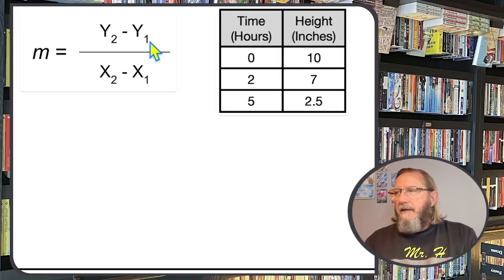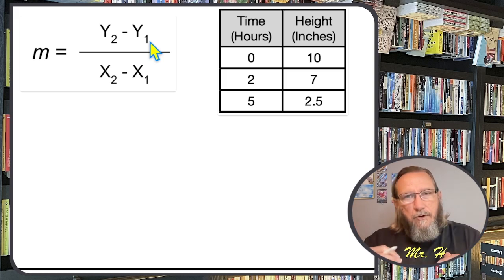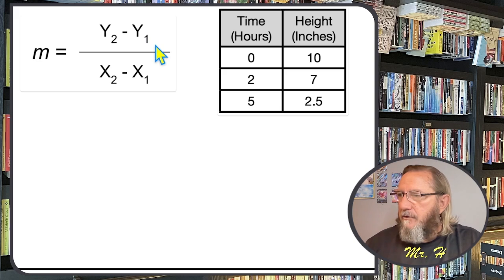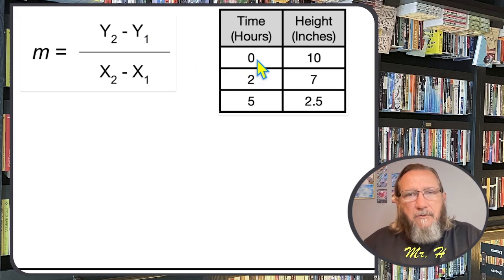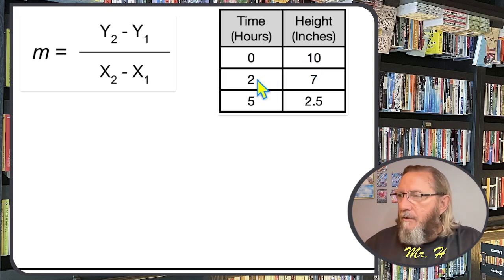We've got some data, and this data is relative to the height of a candle as it burns over time. Now, if you enjoy burning candles in your home because it provides a pleasant environment, then you will understand that the longer you burn a candle, the shorter it's going to get. So we've got this candle here that at time equal to 0, it's 10 inches tall. This is one of those large candles that you might buy in a specialty shop or something like that.